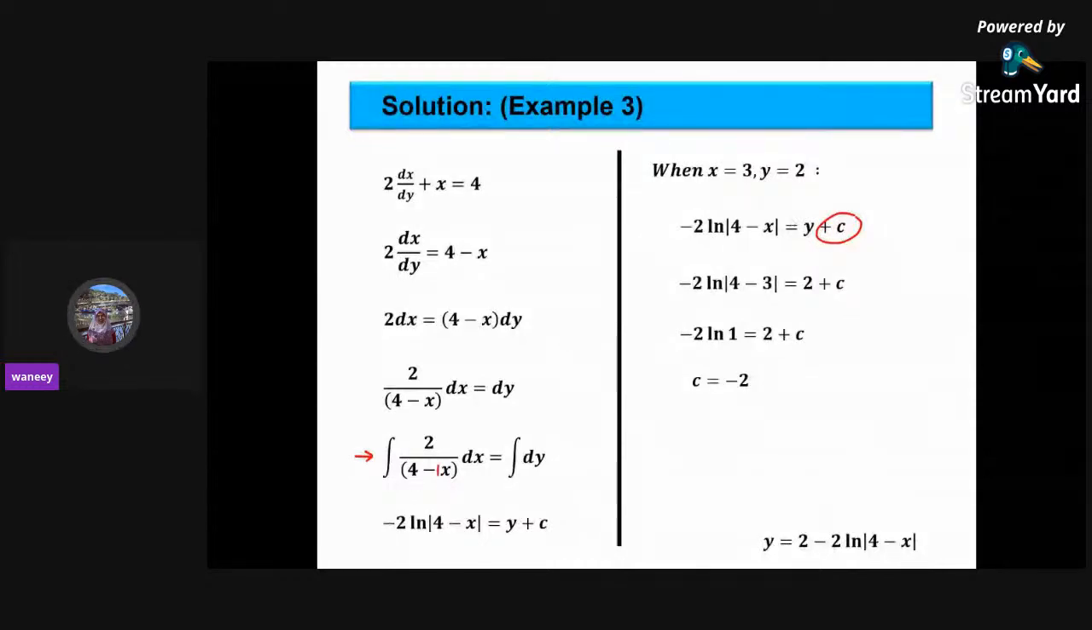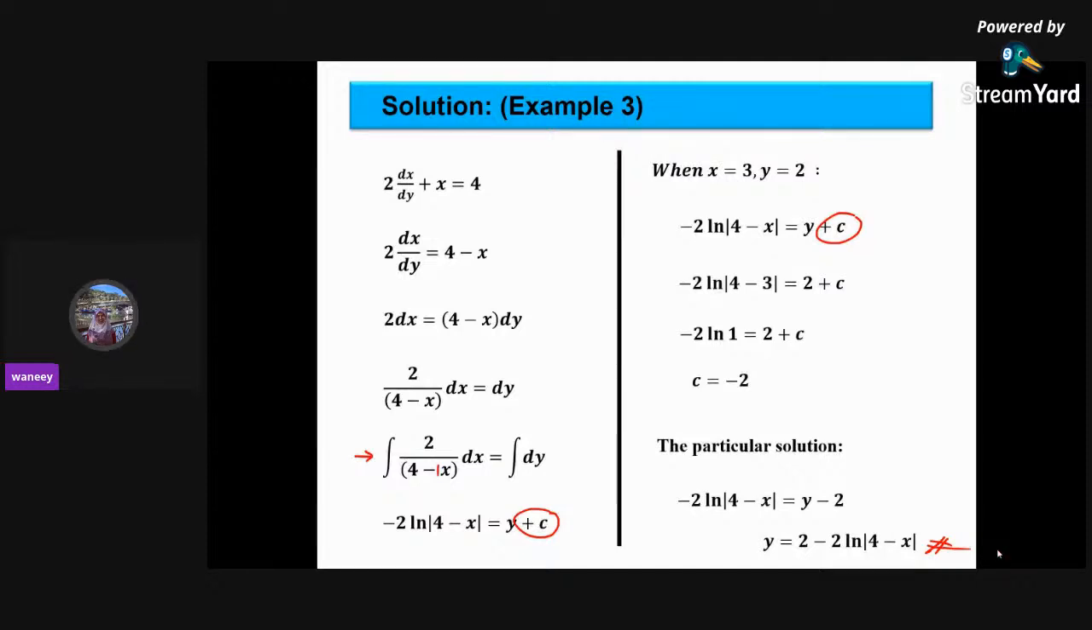So go back to your general solution and substitute the value of C. C is -2. Okay, so -2 ln (4 minus x) is equal to y minus 2. And if we write down y as the subject, then y is equal to 2 minus 2 ln (4 minus x). So done with this one. Okay, so done with separable variable.